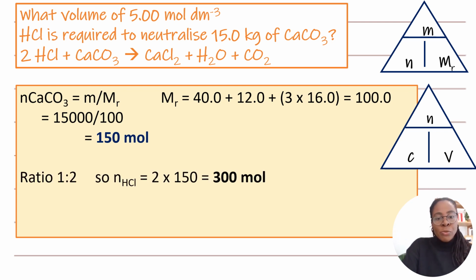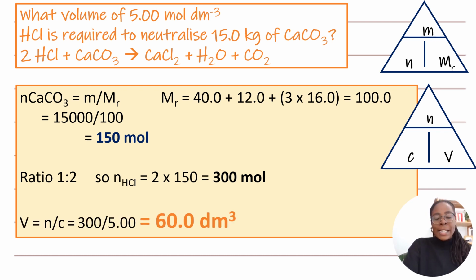Then we use the ratios in the balanced symbol equation, and we see the ratio of calcium carbonate to HCl is 1 to 2. So our moles of HCl is 2 times the moles of the calcium carbonate, so 300 moles. Finally, to calculate the volume, volume equals moles divided by concentration, and that gives us 60 decimeters cubed.